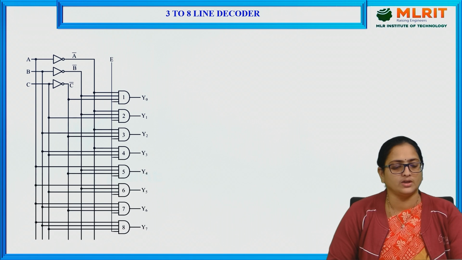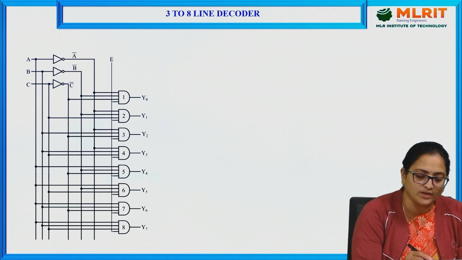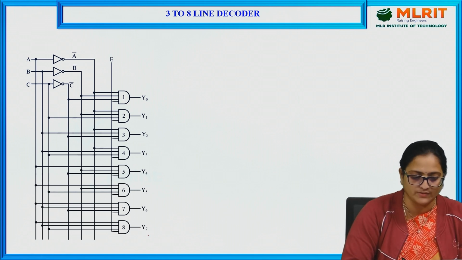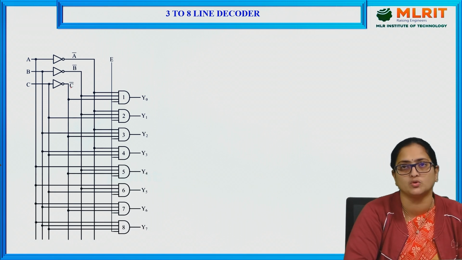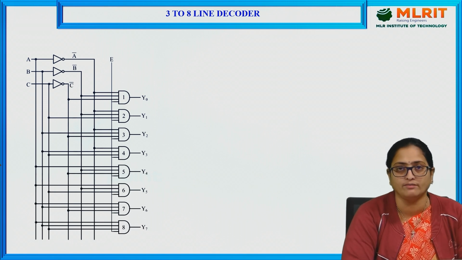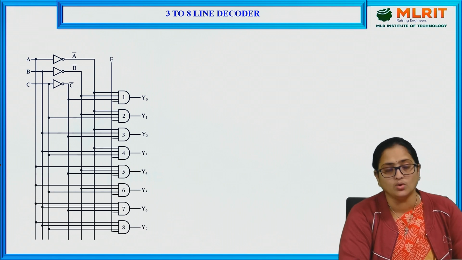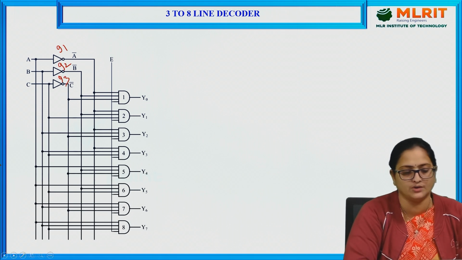For 3 to 8 decoder, you will be having 3 inputs and 8 outputs. And here, if you can see, Y0 to Y7 are the outputs, A, B, C are the inputs, A bar, B bar, C bar are the outputs of the NOT gate, which are driving the inputs of these AND gates 1 to 8. So, I will write the gate names G1, G2, G3 for these NOT gates.